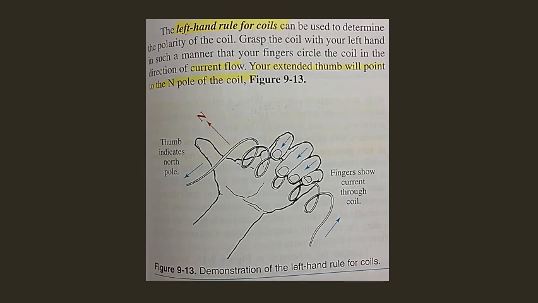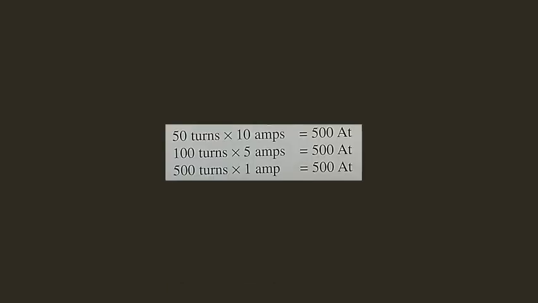The strength of the magnetic field of a solenoid depends upon the number of turns of wire in the coil and the size of the current in amperes flowing through the coil. The product of the amperes and turns is called the ampere-turns, or AT, or NI, of a coil. This is the unit of measurement of field strength. If, for example, a coil of 500 ampere-turns will produce the field strength required for some situation, any combination of turns and amperes totaling 500 will work. See the examples shown on your screen.